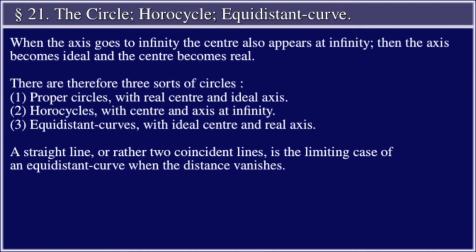There are therefore three sorts of circles. 1. Proper circles with a real center and ideal axis. 2. Horocycles with center and axis at infinity. 3. Equidistant curves with ideal center and real axis. A straight line, or rather two coincident lines, is the limiting case of an equidistant curve when the distance vanishes.